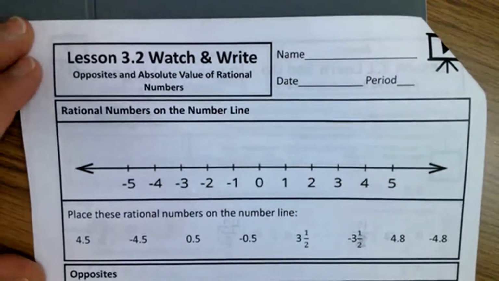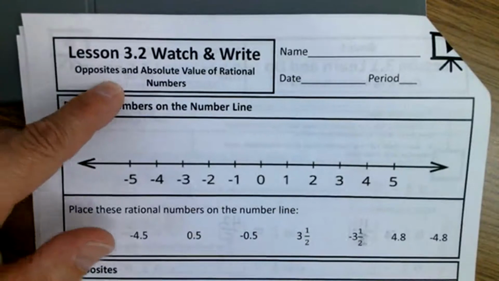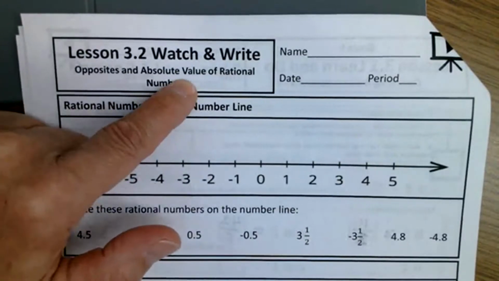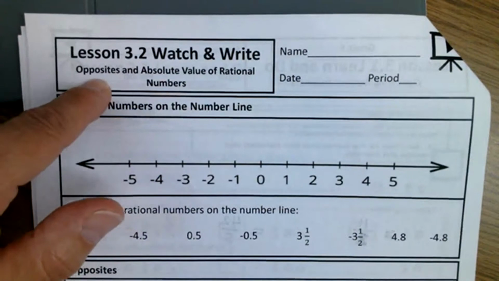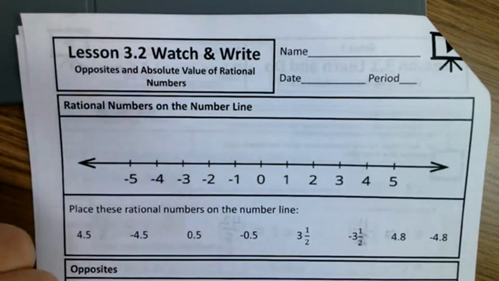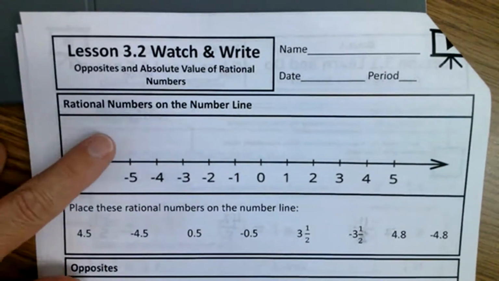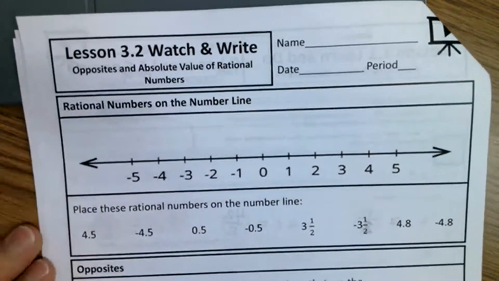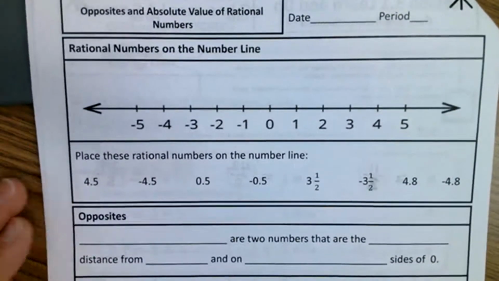This lesson will be kind of a review because you already know what opposites are and you already know what absolute value is. So now we're going to apply what you know about opposites and absolute value to rational numbers, okay? We're going to start by putting rational numbers on a number line. That might be a little new.